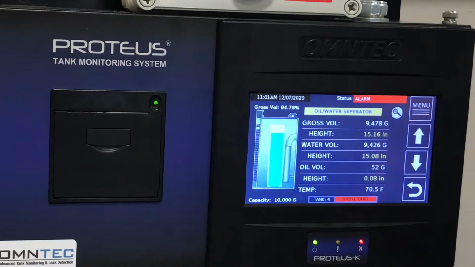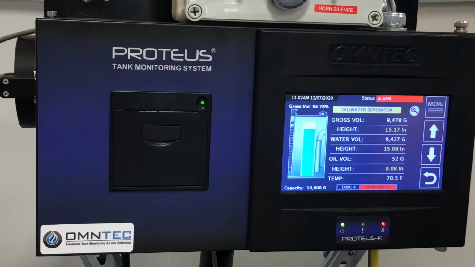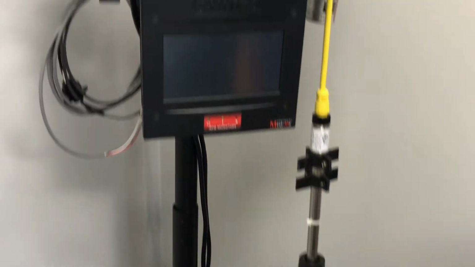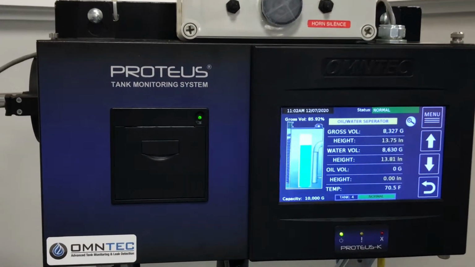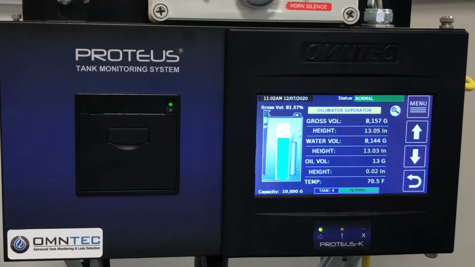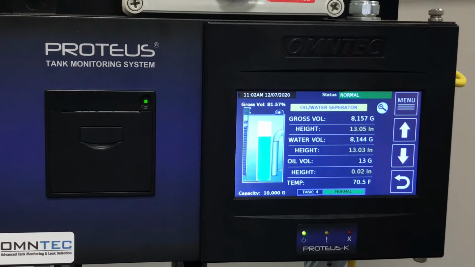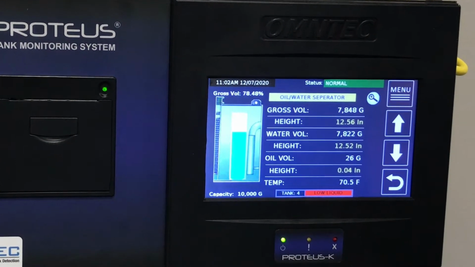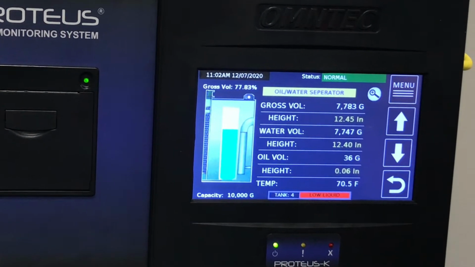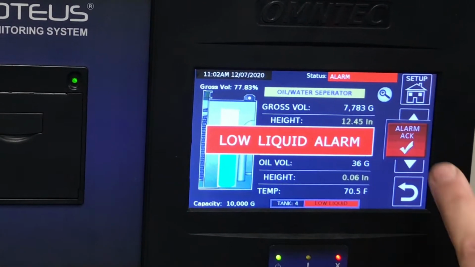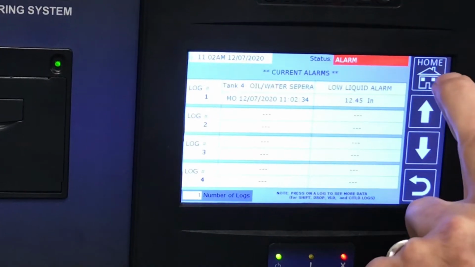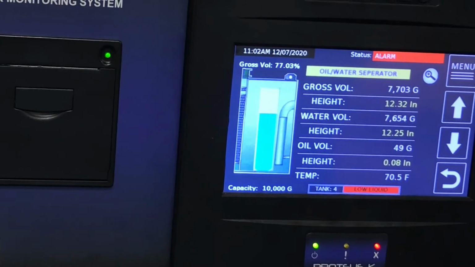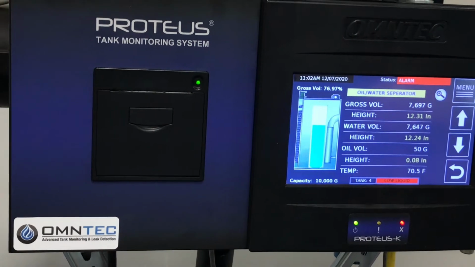Conversely, if the water level is being pumped out and the fluid actually drops below the height of the invert pipe, I will get the low liquid alarm. And my visual representation shows that it looks to be below the invert pipe. Now I'm going to bring it back up to a normal level.